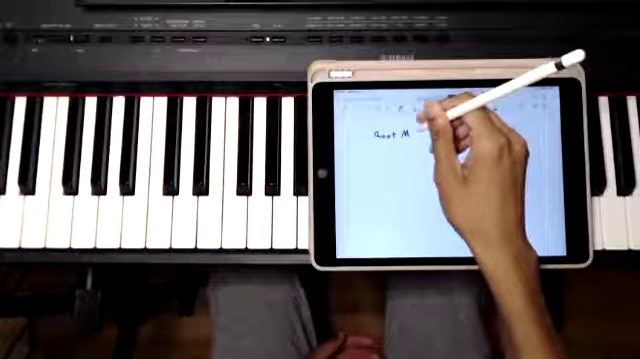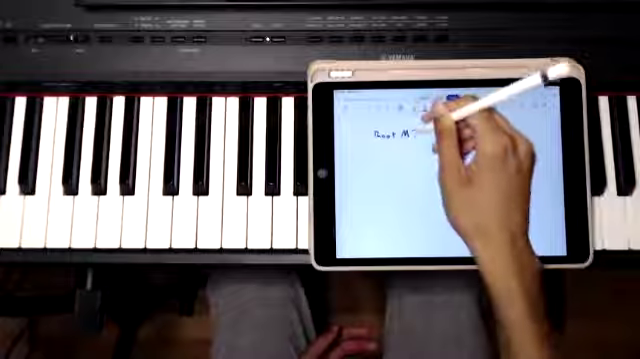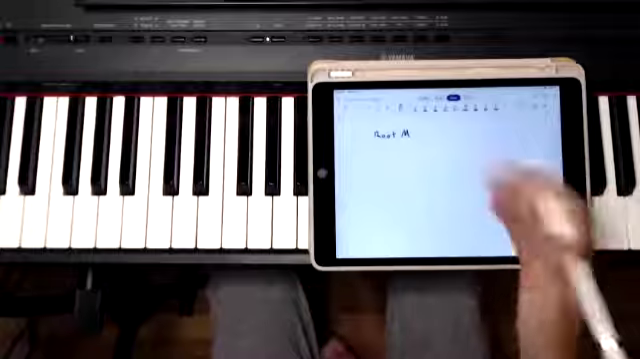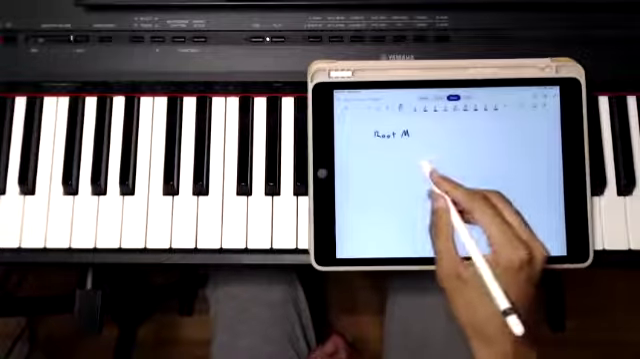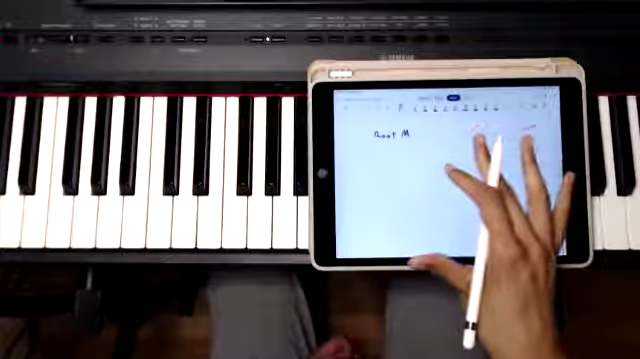And then if it's a triad, you usually will not see another number pop up here. If it's a 7th chord, you'll see a 7. But if it's just the root by itself, then it's probably a major. If you see a lowercase m, it's minor. So I'll get into all of that in a second.